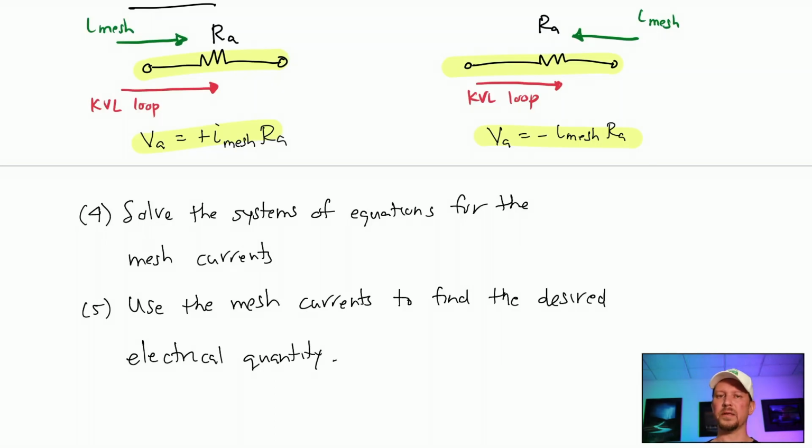And this is it. This is how the mesh current method is actually going to go as we systematically go through and start solving problems. And you'll see that in the next few examples.